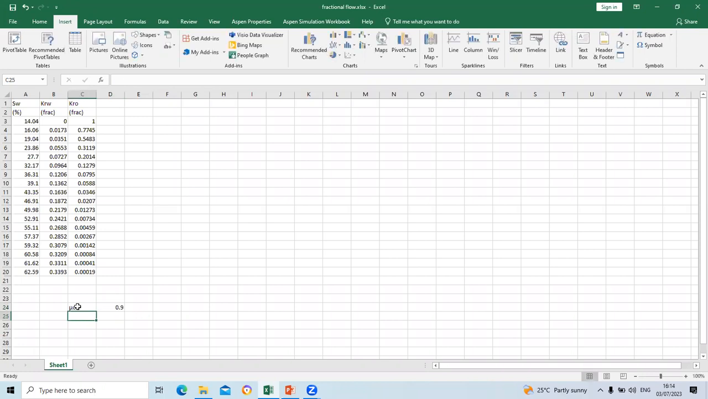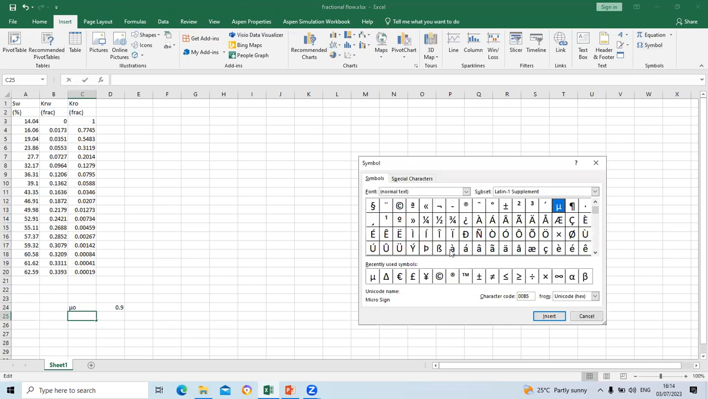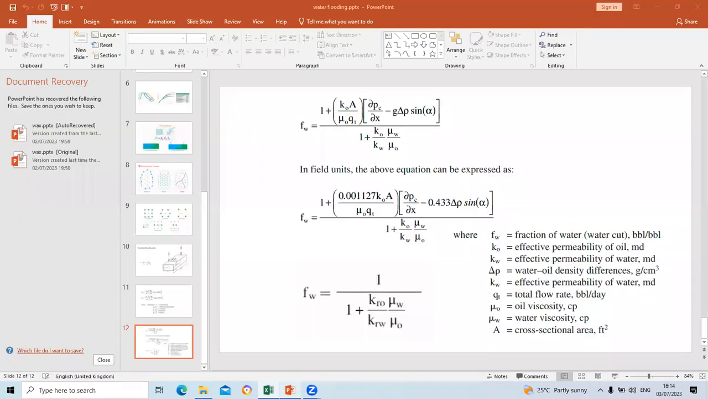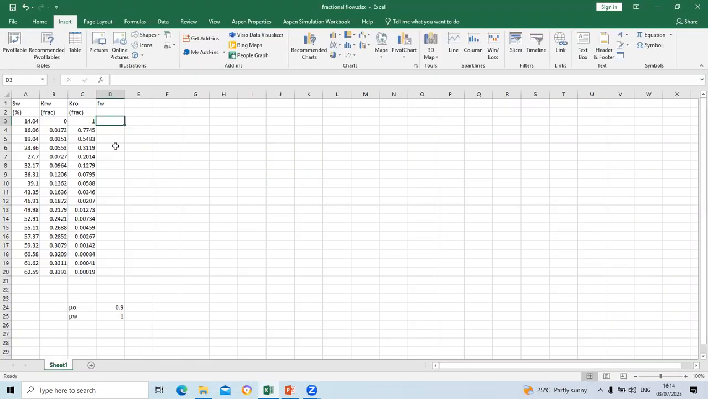So we are going to use a constant oil viscosity of 0.9, and then we use a constant water viscosity of 1. All right. So from there now, we want to calculate our fractional flow, FW. So I will start here. What's the formula? 1 divided by.